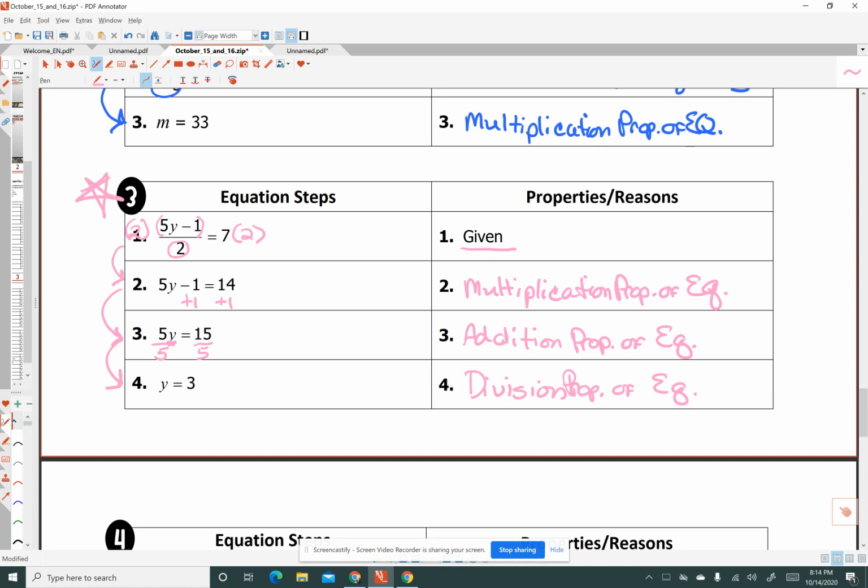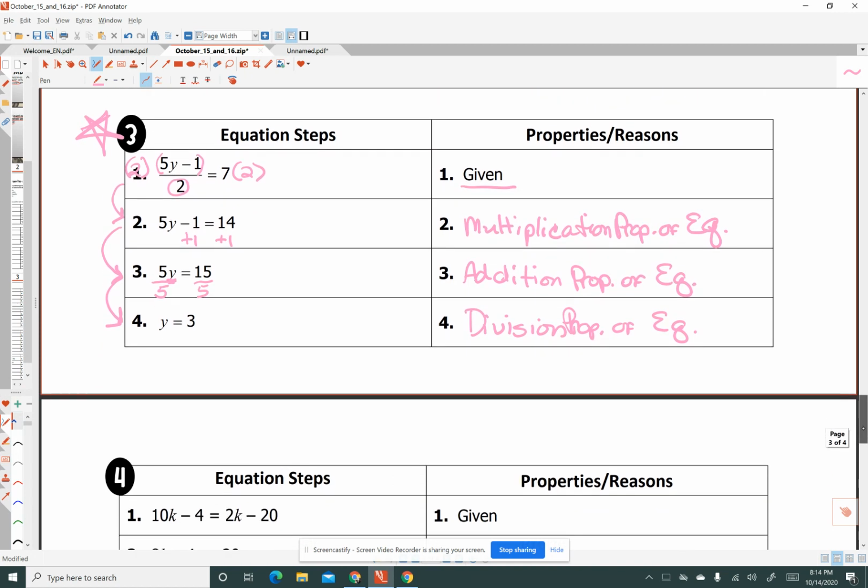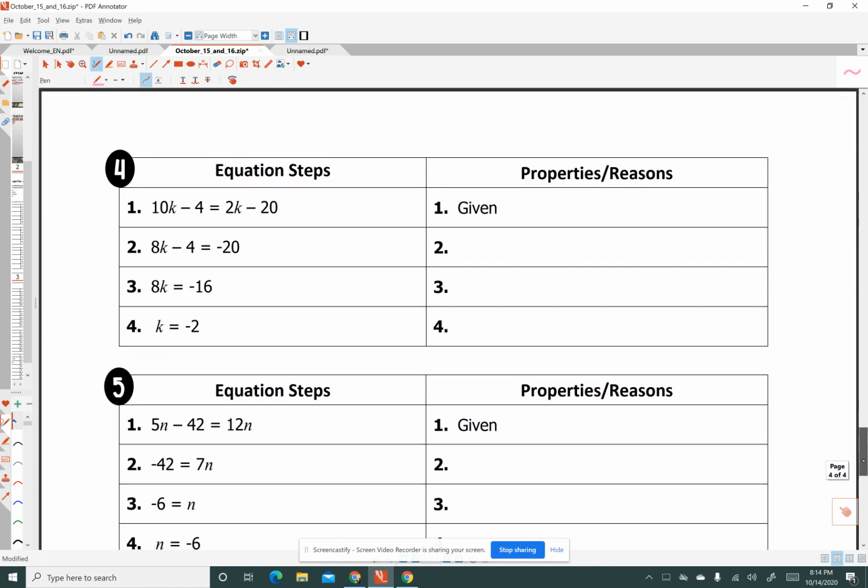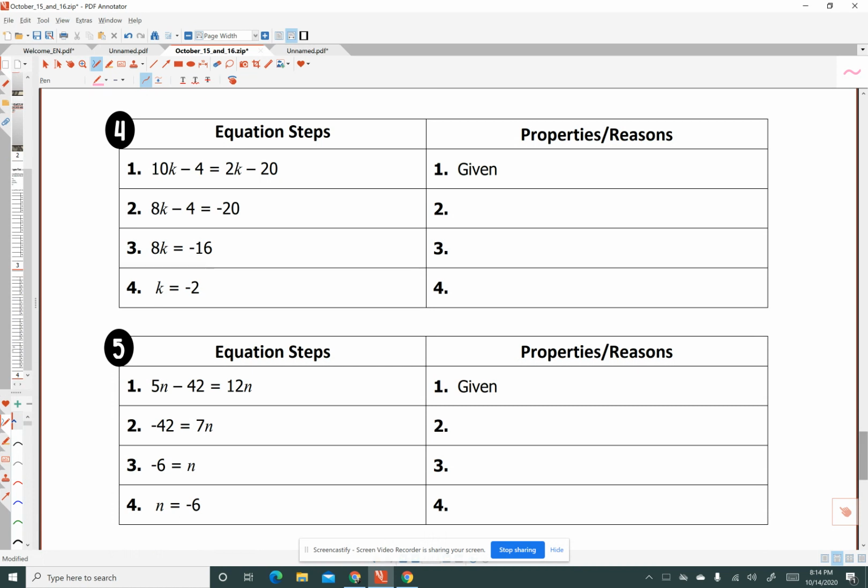And another fine job we've done. Good for us. Moving right along. Okay, try the next ones on your own. And then come back and I'll do them with you. Okay, I hope you tried number 4, 5, and 6 on your own.